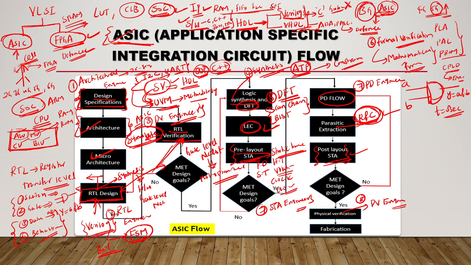Okay, after physical verification, there is a GDS2 file. GDS2 file will be generated. Okay, a graphic design system, some GDS2 file will be there, and that is given to fabrication. So in the fabrication, by using the N-well twin tub technique, you will fabricate your IC.